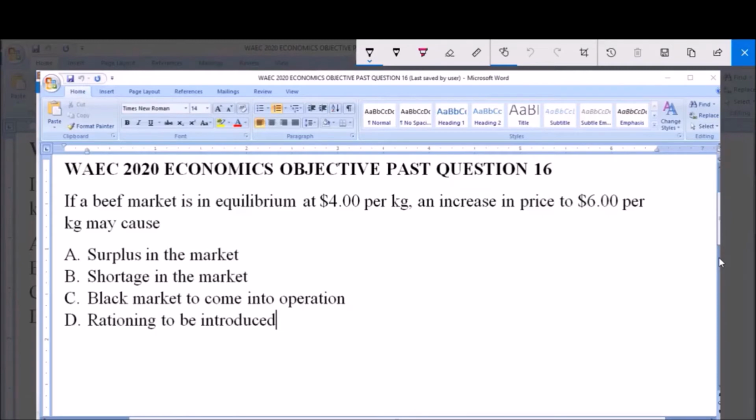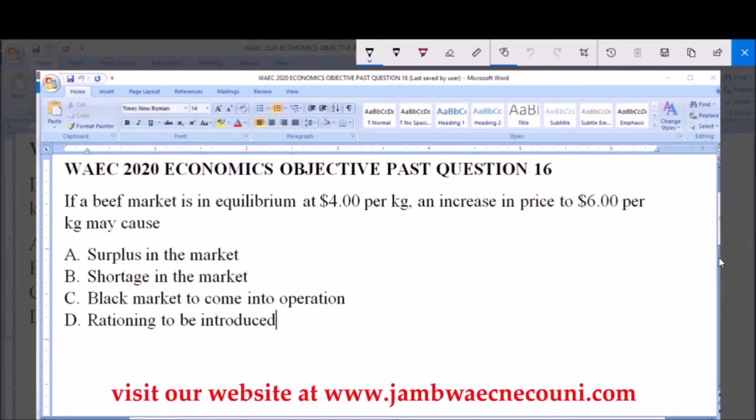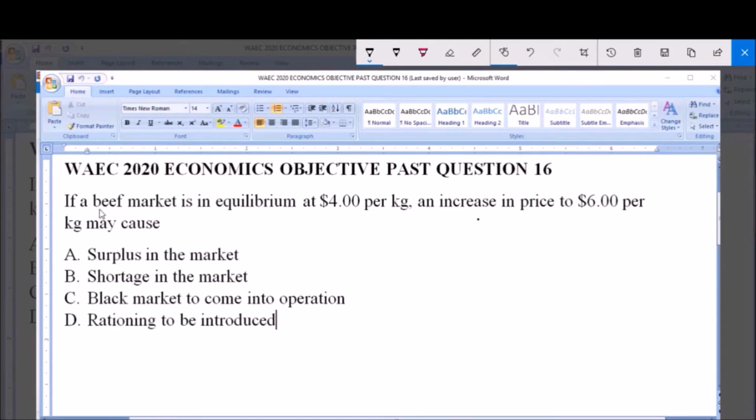Hello and welcome. I will be answering WAEC 2020 Economics Objective Past Question 16. If a beef market is in equilibrium at $4 per kg, an increase in price to $6 per kg may cause A. Surplus in the market, B. Shortage in the market, C. Black markets to come into operation, D. Rationing to be introduced. Now, the information given to us in the question is that the beef market is in equilibrium at this particular price.